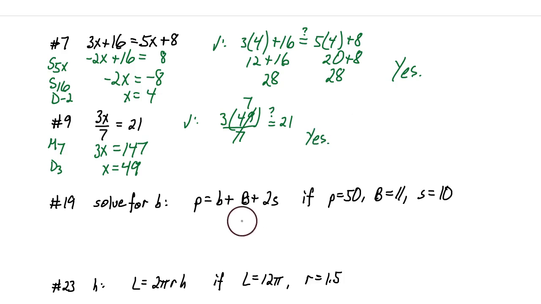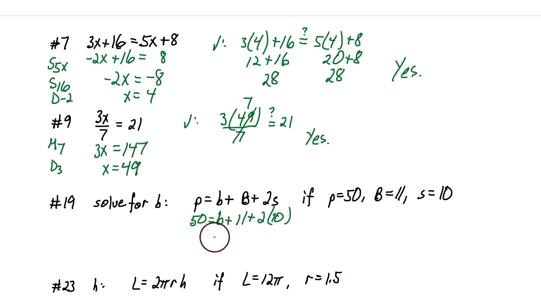For number 19, we're given an equation that has several variables in it. And we're given values of all of the variables except for one. In number 19, we're asked to solve for the lowercase b. So let's substitute for every other letter. For the p, fill in 50. The lowercase b is the one that we don't know, so we leave it as a variable. For capital B, fill in 11. And for the s, fill in 10.